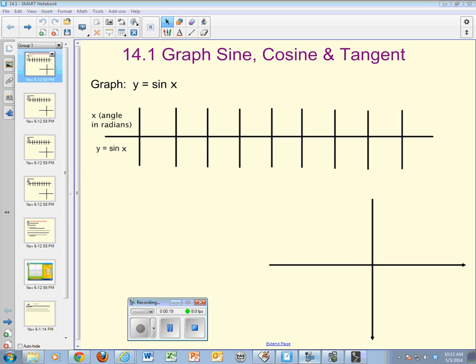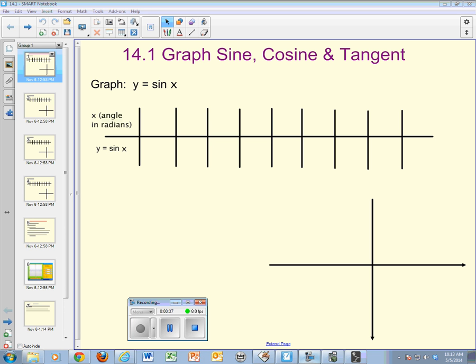So we're going to start off just by graphing sine, and we're going to graph a ton of points this first time through, just so we can see what this function is supposed to look like. And then we'll really simplify that so we don't have to be graphing as many points each time.